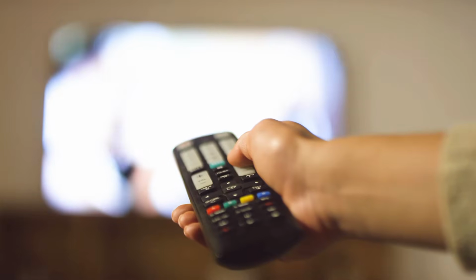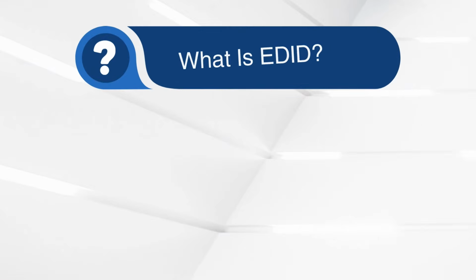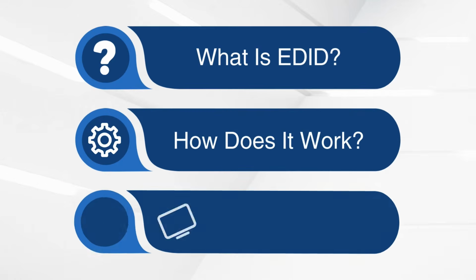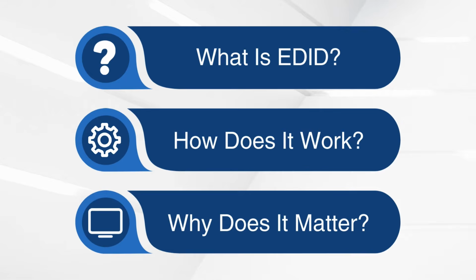Ever plug in HDMI and get no signal, blurry video, or missing sound? Chances are EDID is the reason. So what is EDID, how does it work, and why does it matter in real-world AV installs?